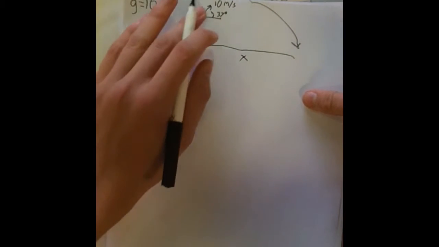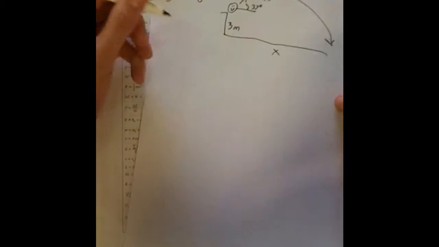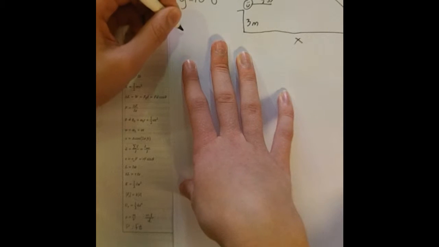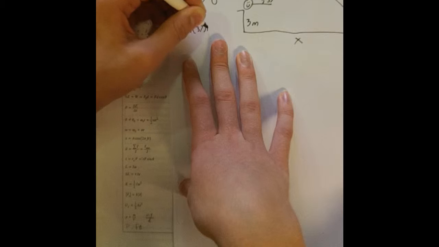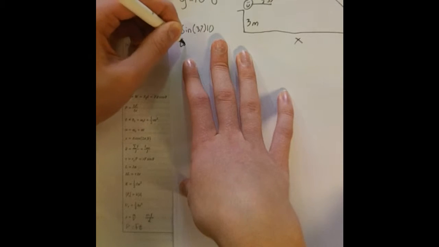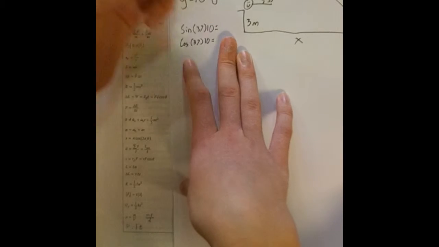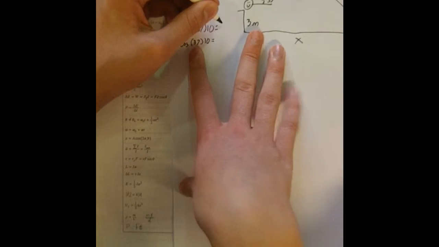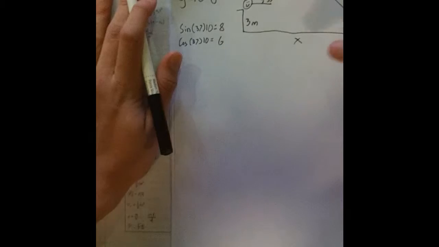So first we have to split this initial velocity into x and y components. So we have sine 37 times 10, and cosine 37 times 10. So in the y direction that'll be 8, and in the x direction I'm doing 6. Don't be scared. I'm not that smart. I'm not doing this math in my head. It's a 3, 4, 5 triangle times 2, so that's how I know.